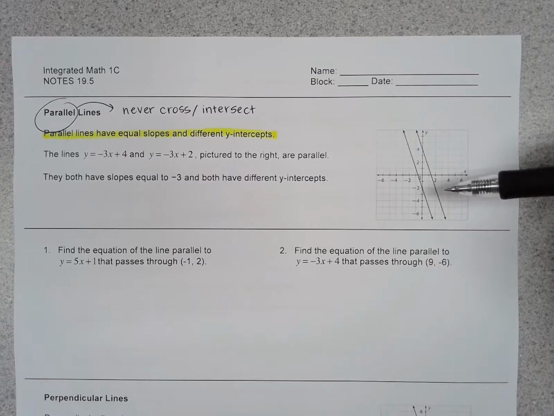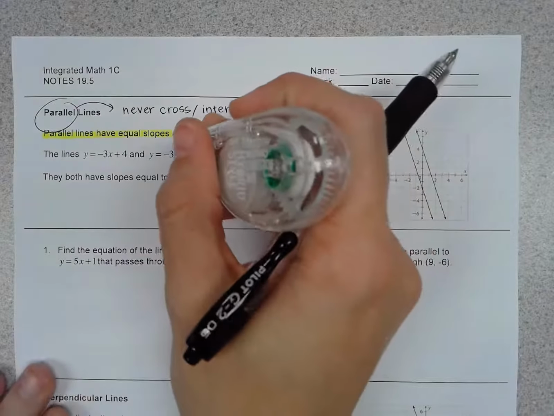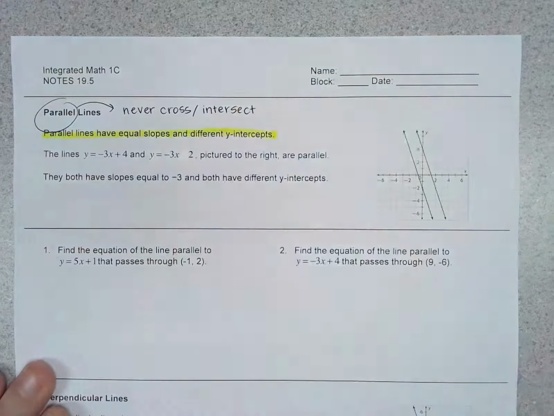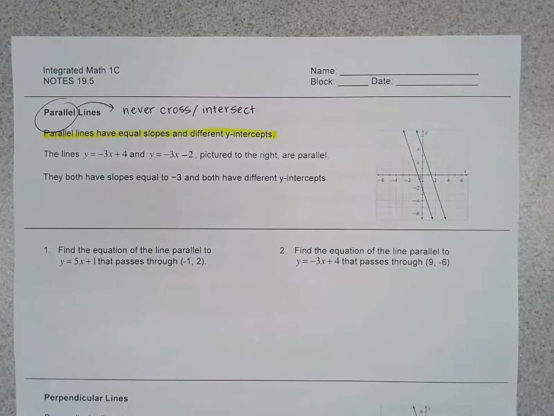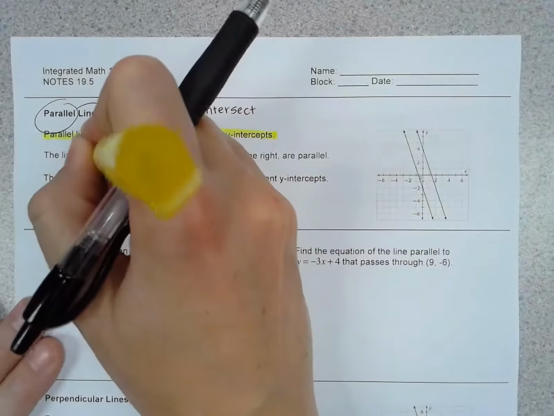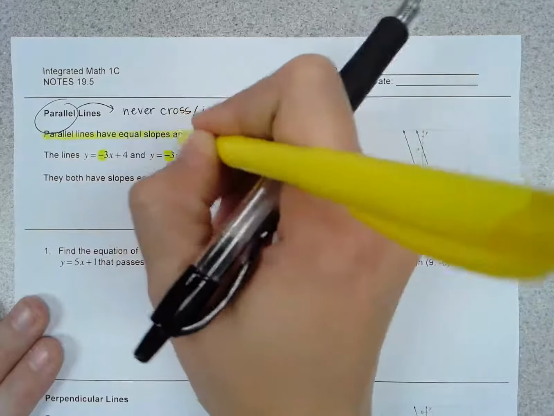So it says the lines y equals negative 3x plus 4 and y equals negative 3x... Go on ahead and fix this, guys. JK. This is supposed to be minus 2, not plus 2. y equals negative 3x minus 2. It says that they're parallel. They have the same slope. So this one has a slope of negative 3. This one has a slope of negative 3.